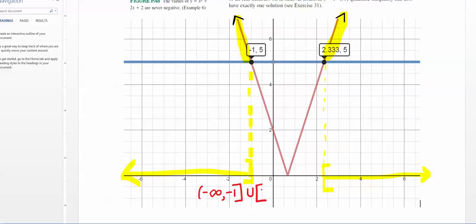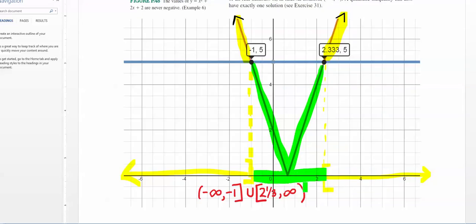I would not write 2.333 because that's rounding. If you have 3's repeating, it's 1/3. So I'm going to say 2 1/3, comma, positive infinity. That's your solution. Now if I switch this around and I said when is it less than, then we'd be looking at this portion. And then it would be this from here to here. Okay?